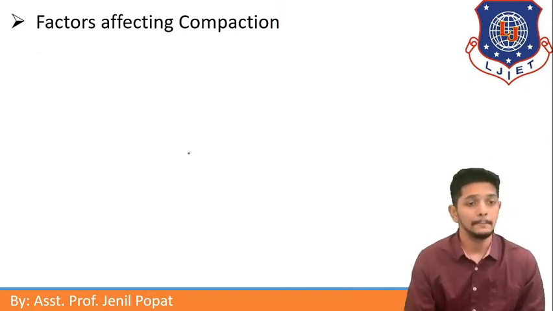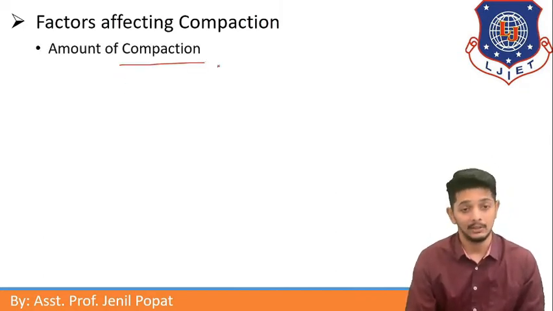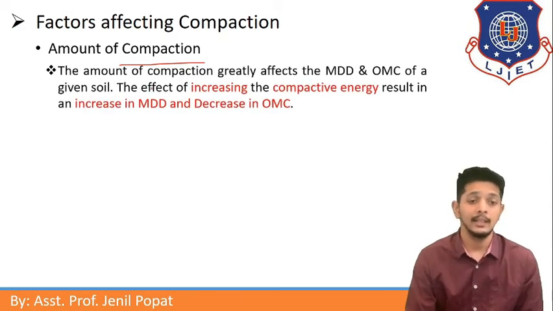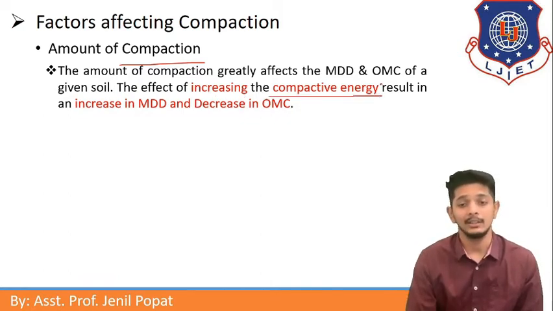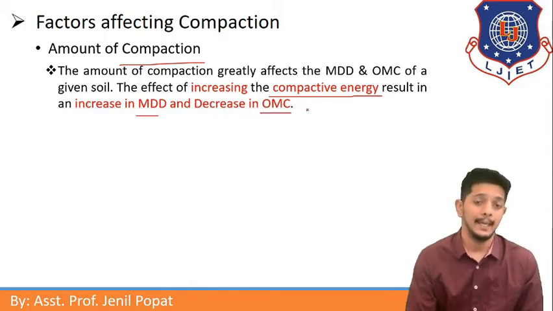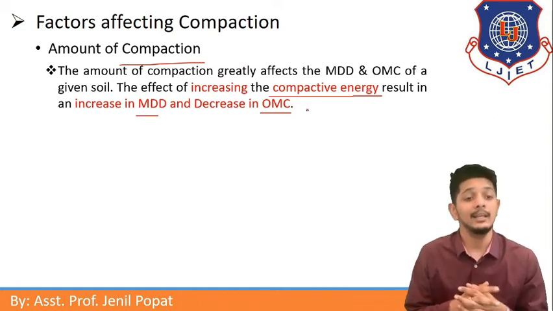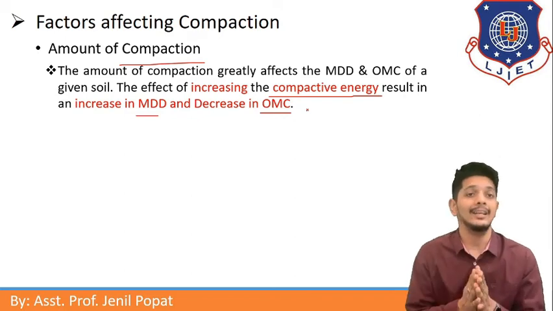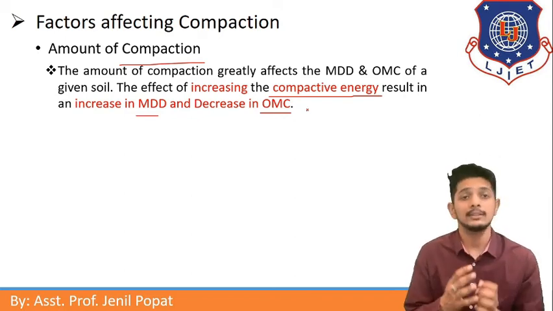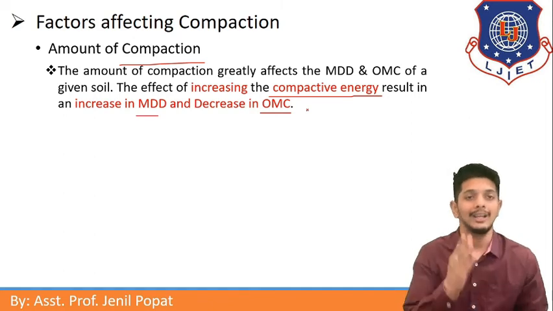Let us move further. Amount of compaction. So how much compactive effort you are giving, it will affect. The amount of compaction greatly affects the MDD and OMC of a given soil. The effect of increasing the compactive energy results in an increase in MDD and decrease in OMC. That means the higher the compaction you give, the greater the MDD increment and OMC decrement.